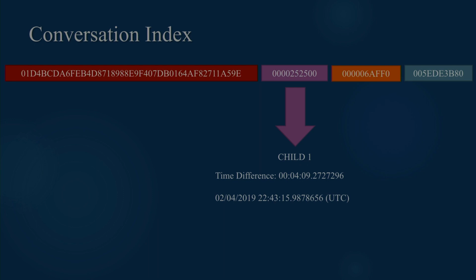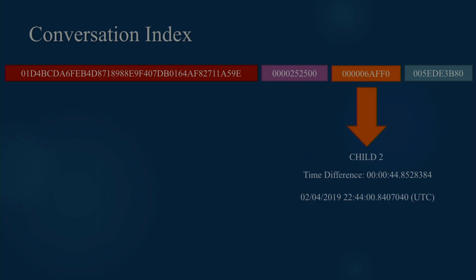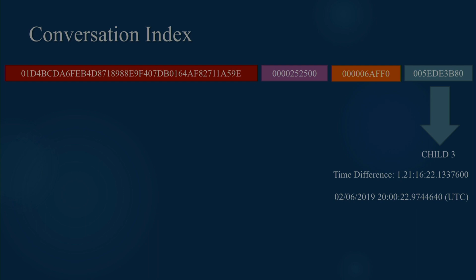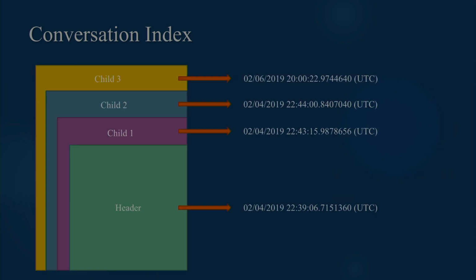The child blocks that follow have some time differences, so they give you some idea as to how much time has passed from the submission date of the header message or the sent date of the previous child message, and it allows you to create a framework or skeleton of how that email thread should look. So we would look at the second child, the third child, and when you put it all together, it would look kind of like this. There's the header message, there's the first child with a time offset, second and third.